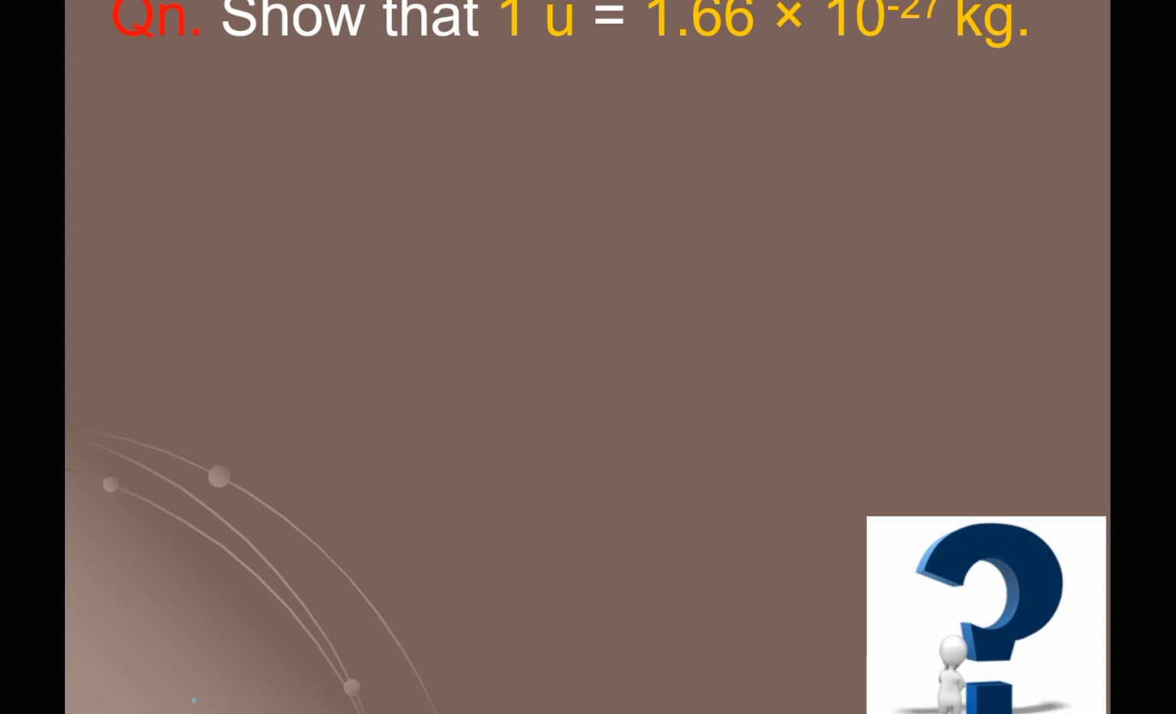So by definition, we have that 1U is equal to 1/12 of the mass of an atom of carbon 12. 1U is equal to a 12th of the mass of an atom of carbon 12.